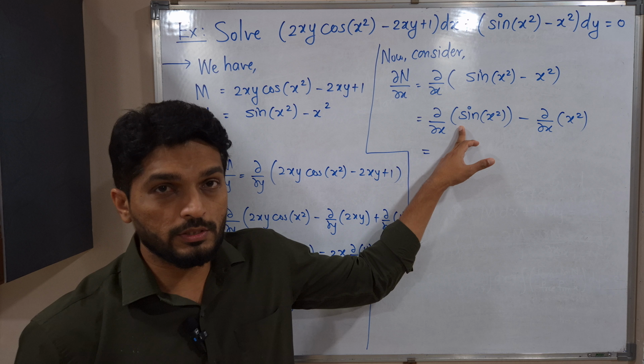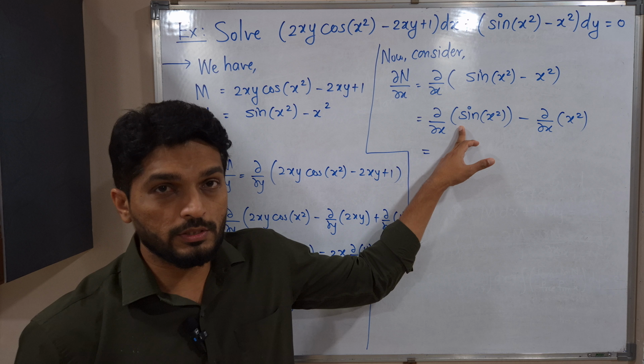So our next task is to check whether these partial derivatives are equal or not. Let us start to find partial derivatives. First of all, I will find the derivative of M with respect to y. What is my M? My M is this entire bracket, 2xy cos x square minus 2xy plus 1. But as you can see, there are three different terms: first term, second term, third term. If you have addition or subtraction, we take separate derivatives. I will do the same thing here.